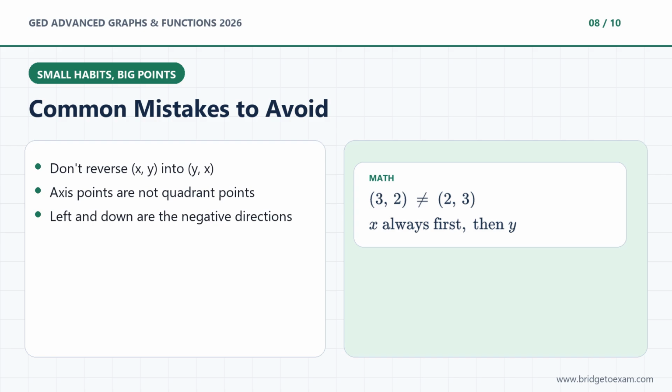Before we finish, let's guard against the 3 most common traps. First, never reverse the pair. The point (3, 2) is not the same as (2, 3). The x value always comes first. Second, do not call an axis point a quadrant point. If a coordinate is 0, the point lives on an axis. Third, remember that left and down are the negative directions. These 3 small habits protect a lot of easy points on test day.